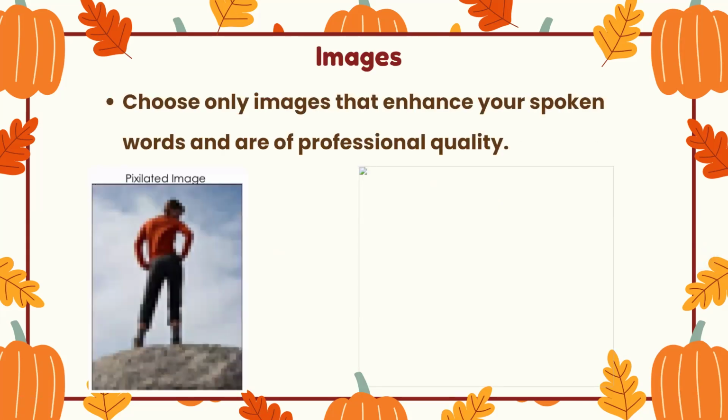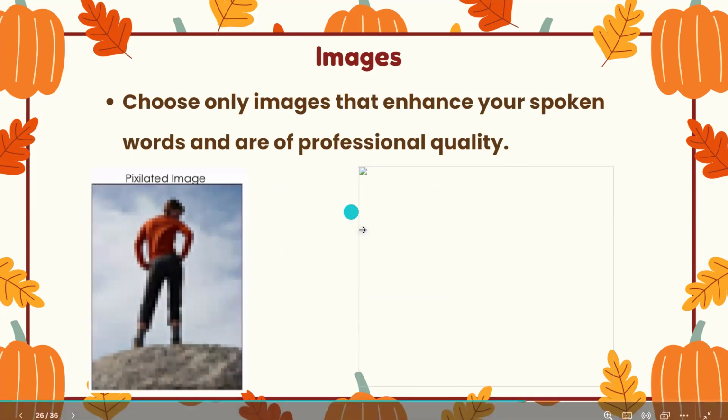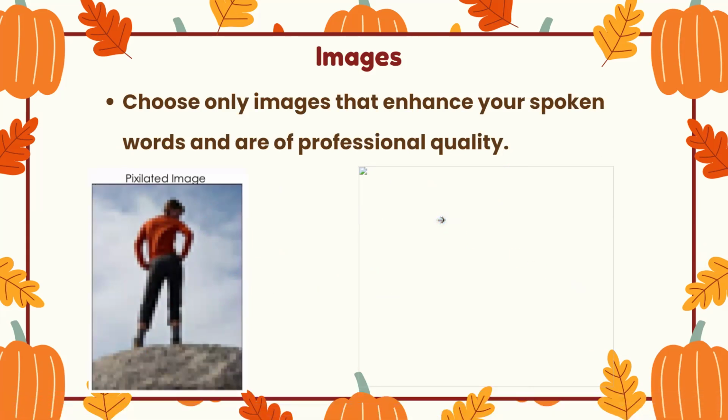Next is images. Choose only images that enhance your spoken words and are professional quality. Using images that are super pixelated, or an image with a watermark on it that says stock photo, is super distracting. We don't need our audience to be like, oh, that's a stock photo, right? You're avoiding leading your audience down a rabbit hole in their brain where they stop paying attention to your message. So professional quality images is what you want to think about.